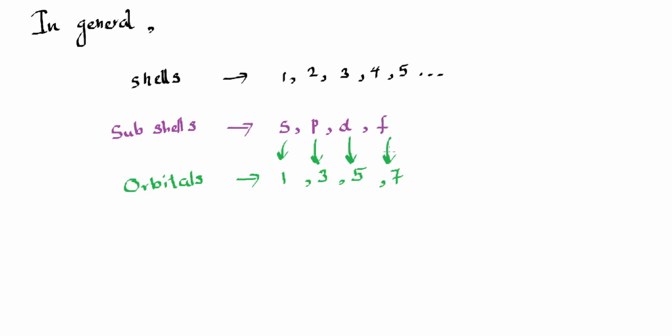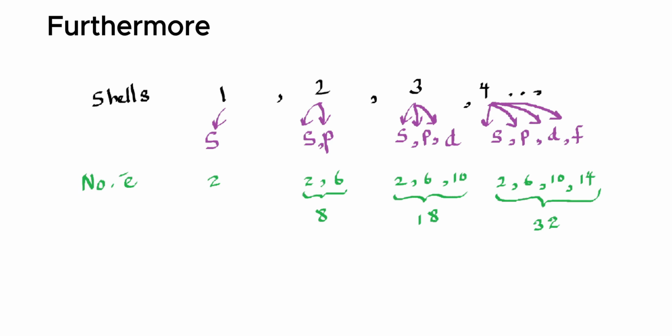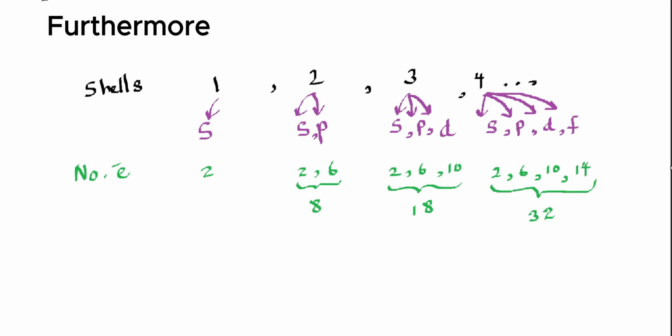The maximum number of electrons that can occupy each type of subshell is 2 electrons for S, 6 electrons for P, 10 electrons for D, and 14 electrons for F. Therefore, the total number of electrons a shell can accommodate depends on the types of subshells it contains. Hope now you have a general idea.